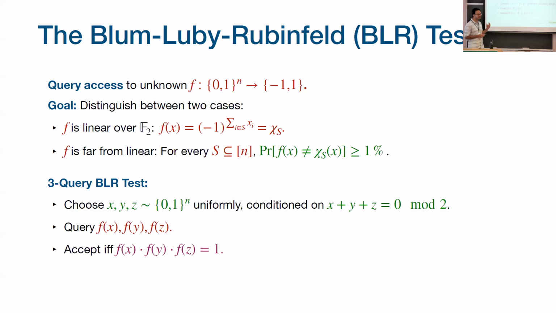So you choose 3 points x, y, and z in the hypercube {0,1}^n, uniformly conditioned on the fact that x plus y plus z is the all zeros vector mod 2. So for example, one way to do it is to choose x and y uniformly and set z to be just the XOR of x and y. And then you query all of f of x, f of y, f of z. And then you test whether the product of f of x, f of y, and f of z is equal to 1 or not.